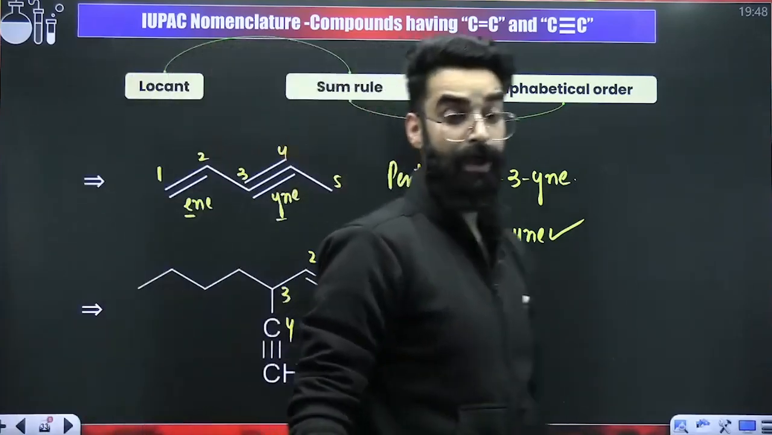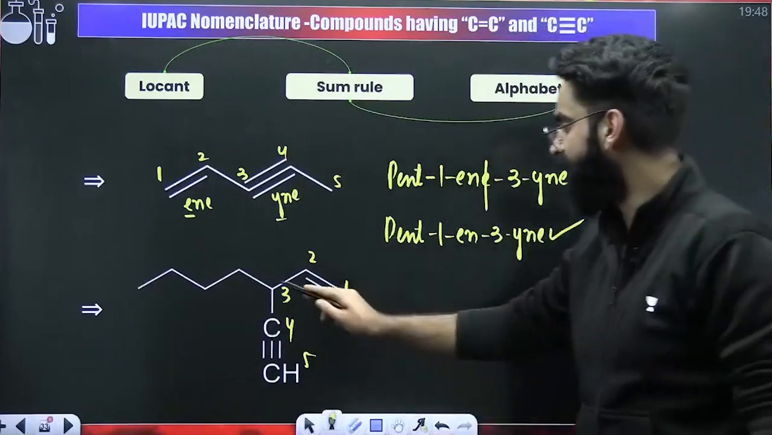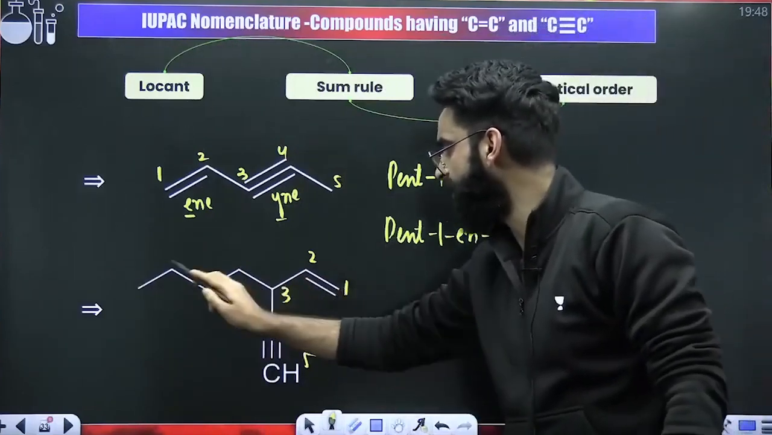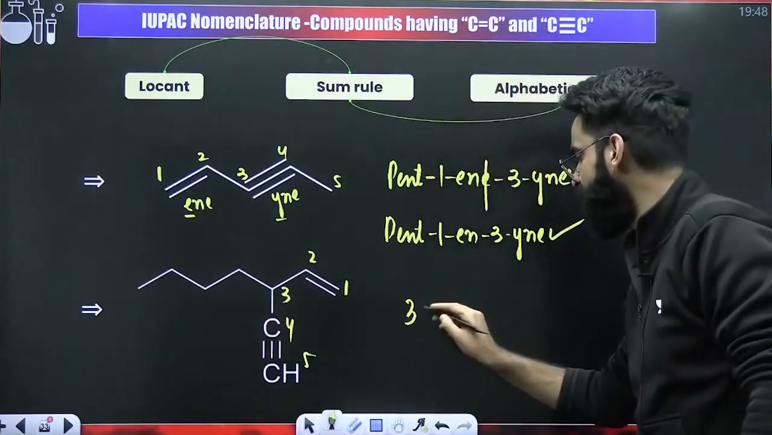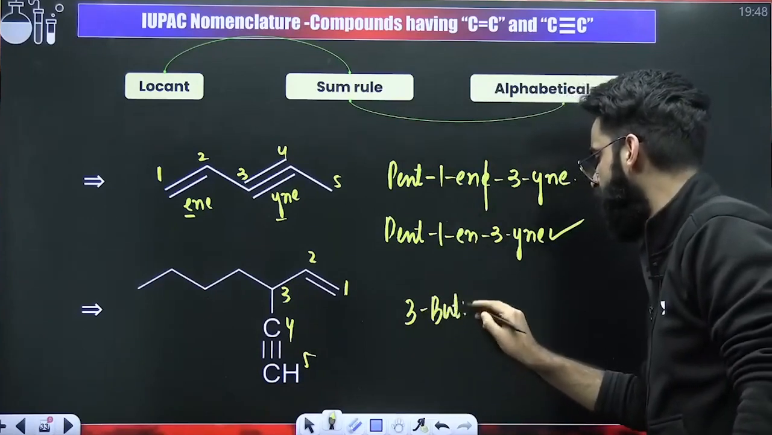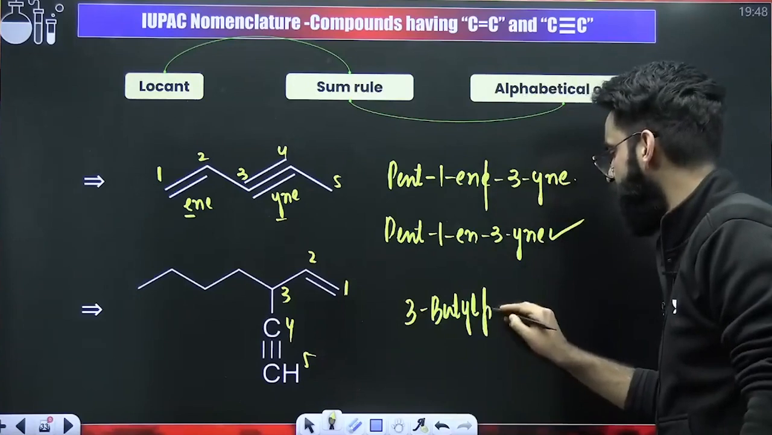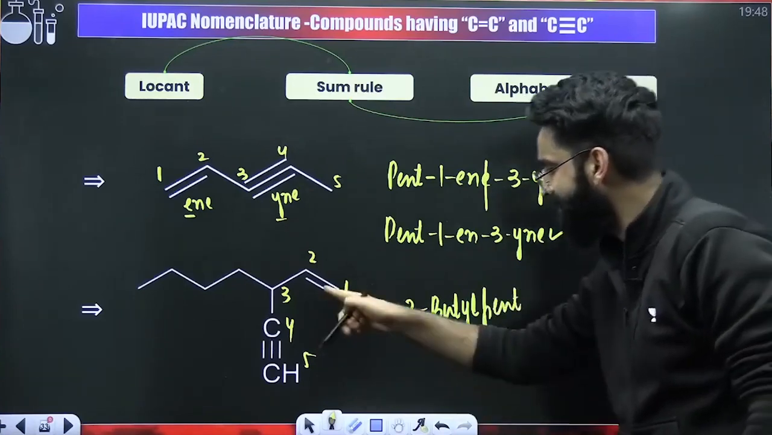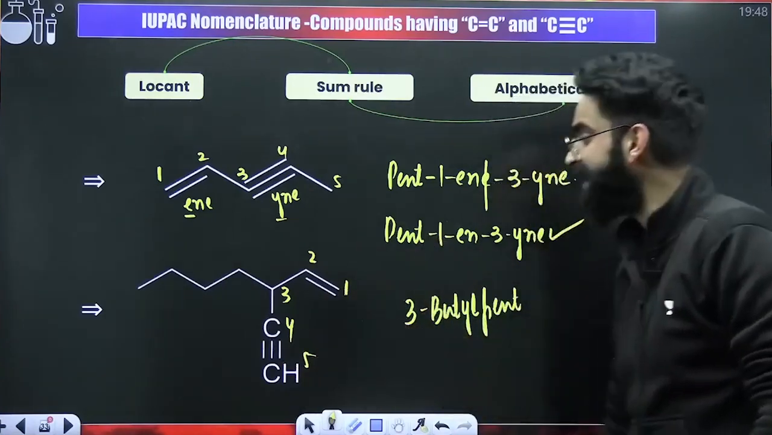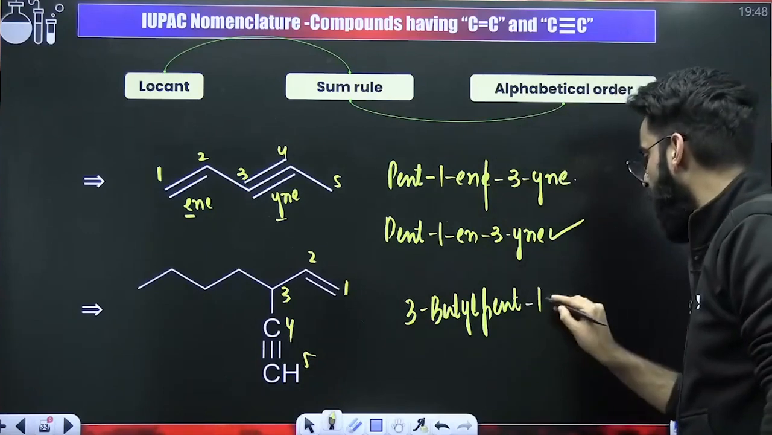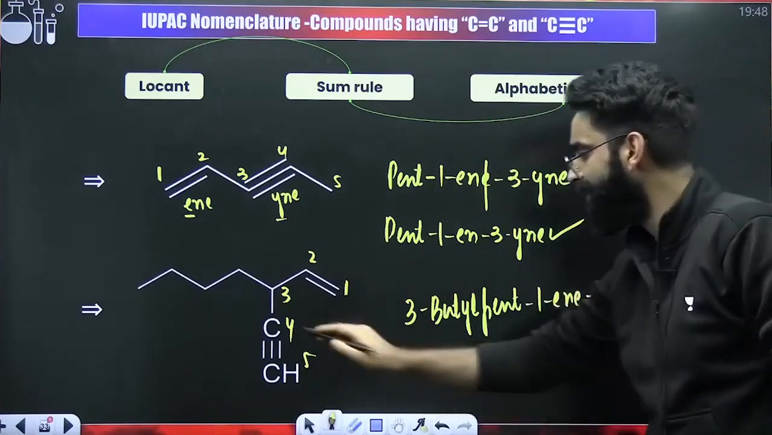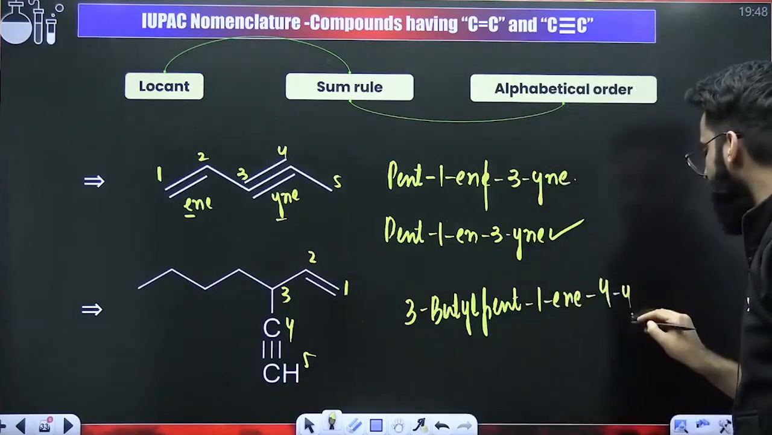Now, look at this particular example. At carbon number 3, there's a propyl group, 1, 2, 3, 4, sorry, butyl group. So at carbon number 3, you have got a butyl group. In the main chain, 5 carbon atoms, so it's going to be pent. This is ene, this is ine. E comes alphabetically first. So it's going to be 1 ene and 4 ine.